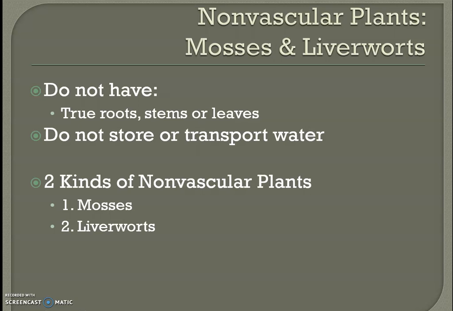So starting with non-vascular plants, one type of them are mosses and liverworts. Okay, these do not have true roots, stems, or leaves. When we're talking about true roots, stems, or leaves, we're talking about roots that are in the ground, the stem that comes up, and the leaves that are towards the top. Okay, non-vascular plants do not store or transport water. There are two types of non-vascular plants. Those are mosses and liverworts.